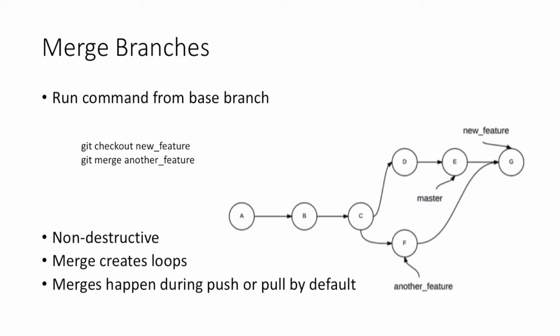The git merge procedure is non-destructive. It means that no histories are rewritten. However, also notice that a loop has been created in the history. During the push or pull operation, merges happen by default. Let us now look at the git merge command in action.